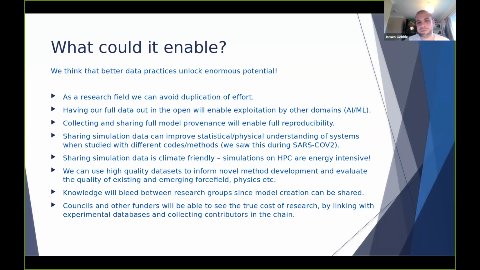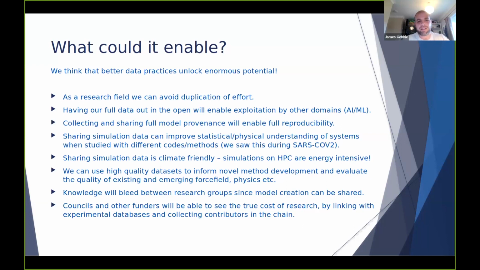Obviously, collecting and sharing full model provenance will enable full reproducibility because you can see every single step that a researcher did to get from the very first input data to what came out all the way at the other side. And that's quite an important thing.